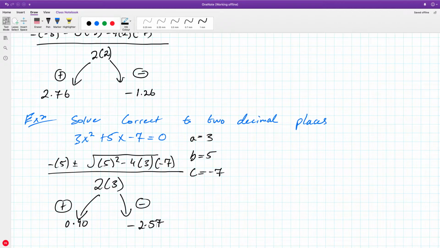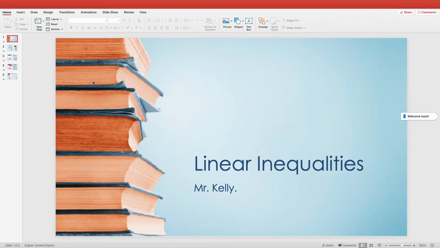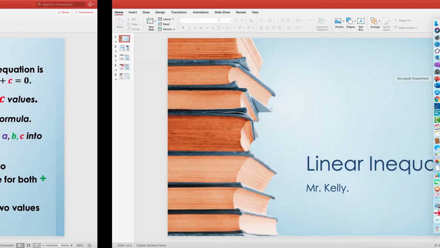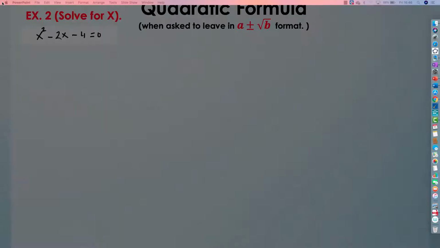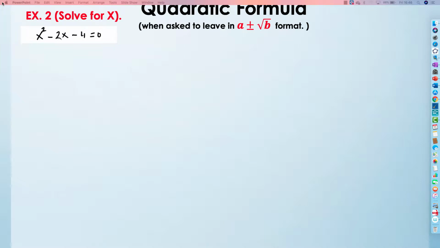Perfect. Good stuff. Right. So, another way they could ask us to do it is the following. They could ask us to leave it in something called surd form. And what that means is there's going to be a square root in your answer. So you don't correct to decimal places. You do everything the exact same. The only thing that changes is you don't press the SD button on your calculator to get into decimal places.